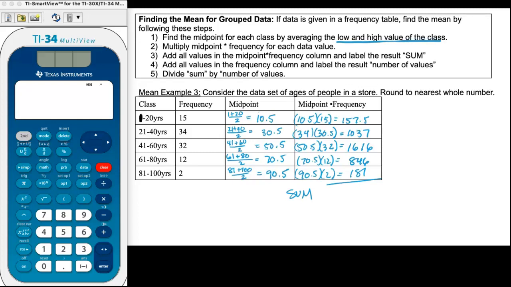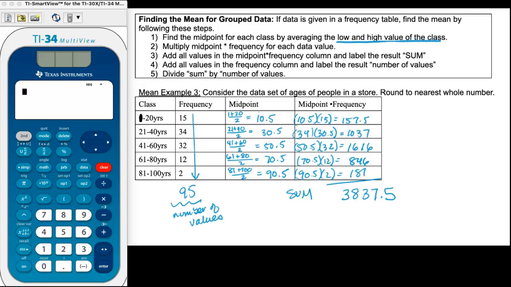So the next step is we're going to add all of these up. So we're on step 3 right now, and we're going to label this result sum. So if I add all of these up, I get a sum of 3,837.5. Okay. And then step 4 is I'm going to add the frequency column. So if I add all of those numbers up, I get 95. So this is the number of values.